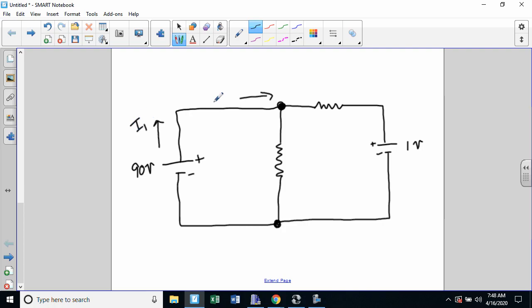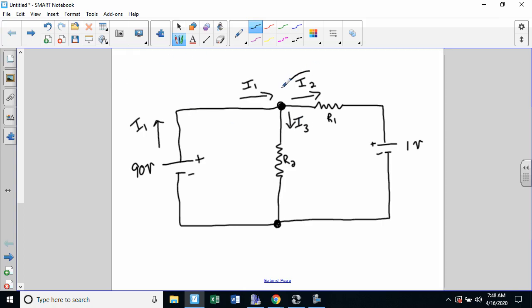So I need to label this now as I1, and it is going to be split up at the junction. So I'm going to say because this 90 volt is so strong, there is not going to be any current coming in from the 1 volt battery. The 90 volt battery is going to force current in the direction opposite of the 1 volt battery. So let's give some labels here, R1 and R2. So I've got I1 coming in, it's going to split off into I2 and into I3, okay?